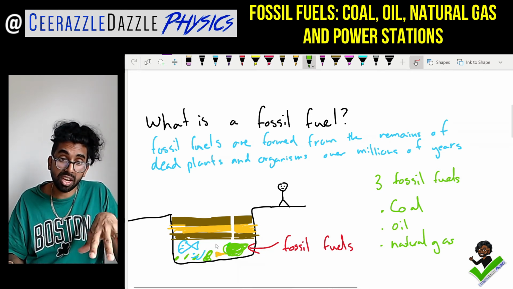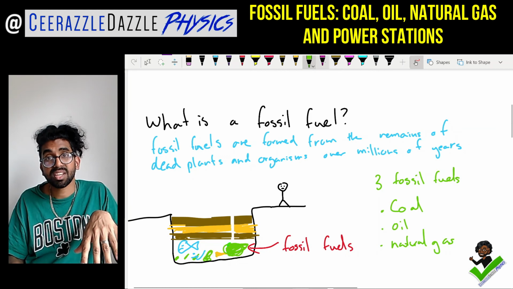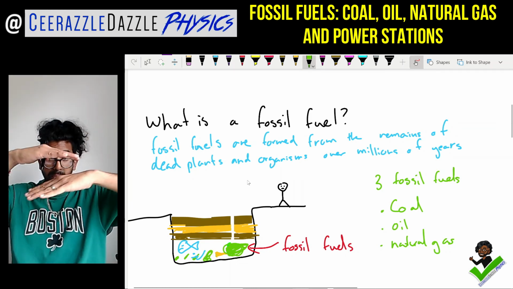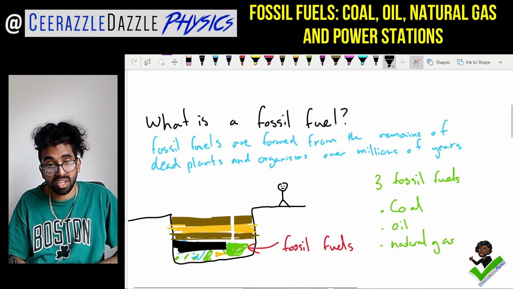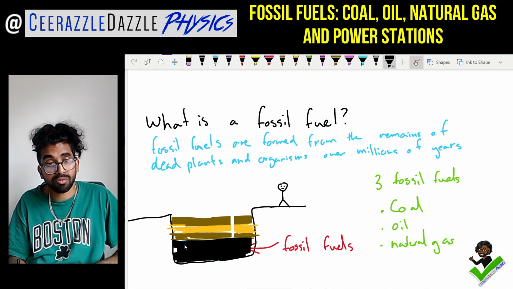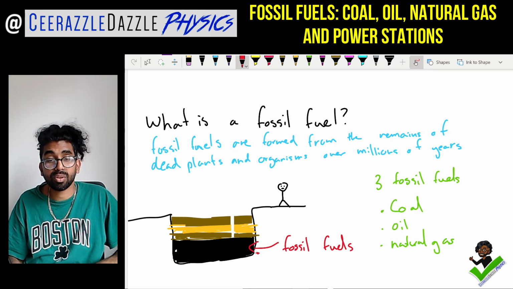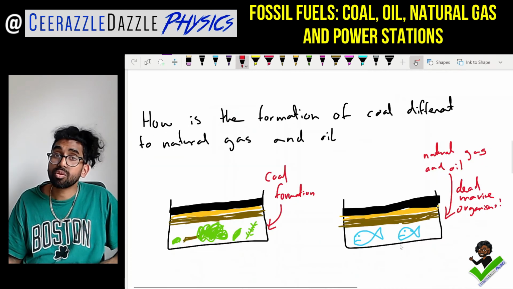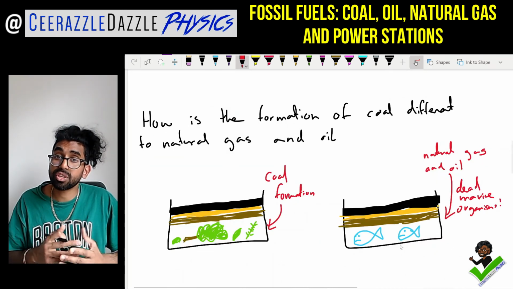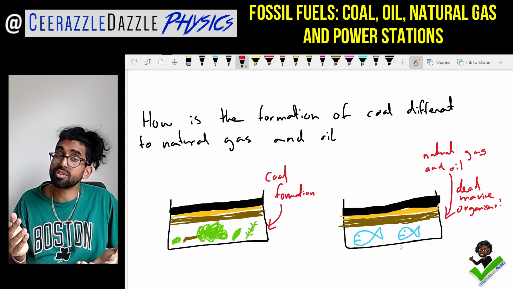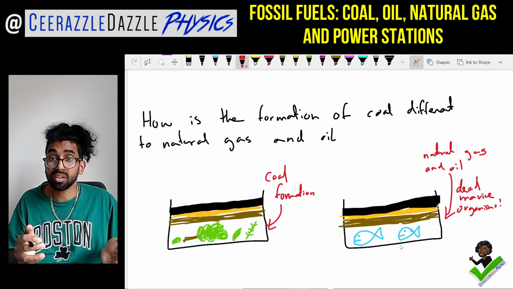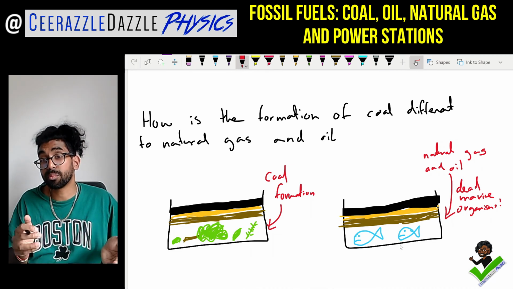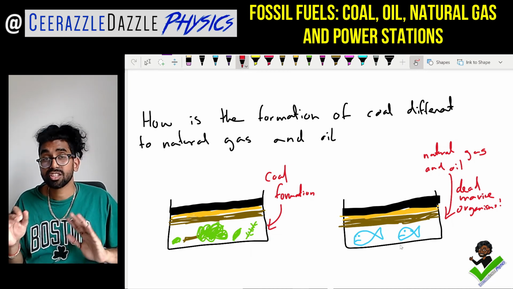So as you can see in the diagram, we've got loads of dead plants and organisms, guys. And as the layers of soil build up above it, the heat and pressure cause it to turn into the fossil fuels, guys. That's the creation of the fossil fuels of coal, oil, and natural gas. Scrolling down, we then said, what is the difference between the formation of coal and the formation of natural gas and oil? Well, coal is formed from the remains of dead plants, and natural gas and oil is from the remains of dead marine organisms, guys.